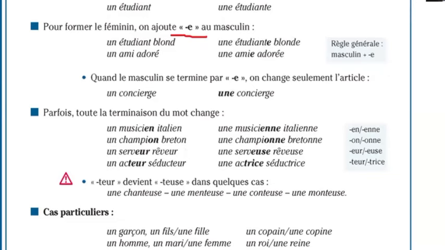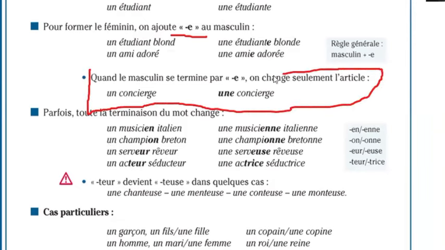Now, there are times also when you already have E at the end of the word for the masculine form of the noun. The question is, qu'est-ce qu'on peut faire à ce moment? Qu'est-ce que cela veut dire pour nous? Comment mettre ce nom au féminin? How do you put such nouns in the feminine? The answer is very simple. Look at it here. We say quand le masculin. Let me circle it so that you can see it on your screen. Quand le masculin se termine par E, on change seulement l'article.